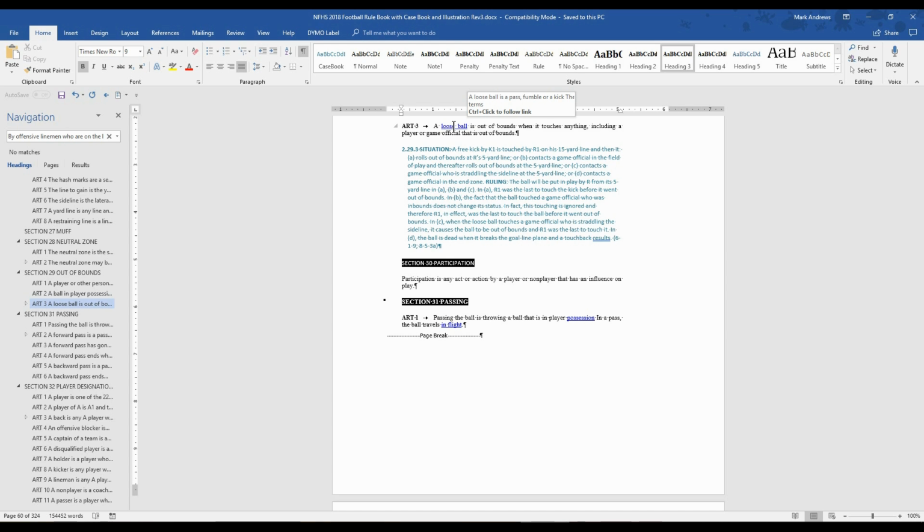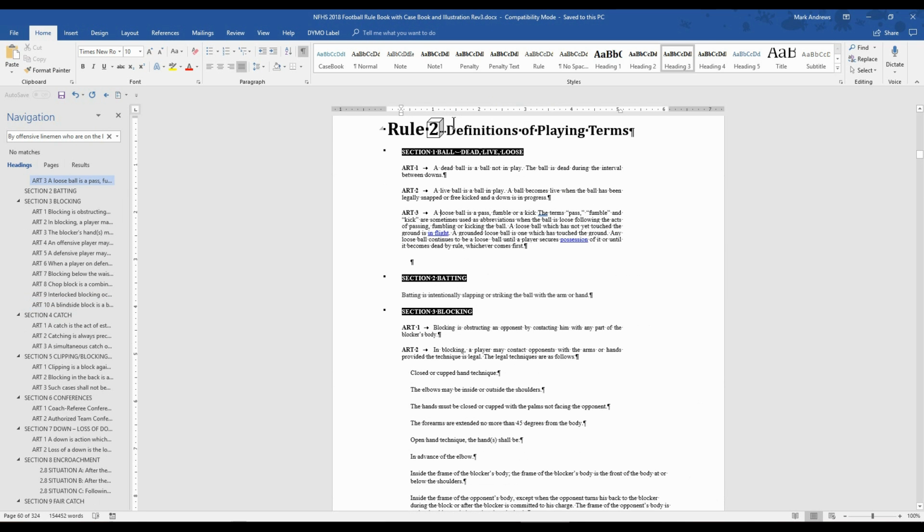If you want to see the entire definition, you go to your keyboard, hold the Control key down like it says, and then you see the little I-bar turns into a hand. Click on that. It takes us to the definition. A loose ball is a pass, fumble, or kick. The terms pass, fumble, or kick are sometimes used as abbreviations when the ball is loose, and so on. And there's the entire definition. And you'll notice there's a couple of more definitions in this one.